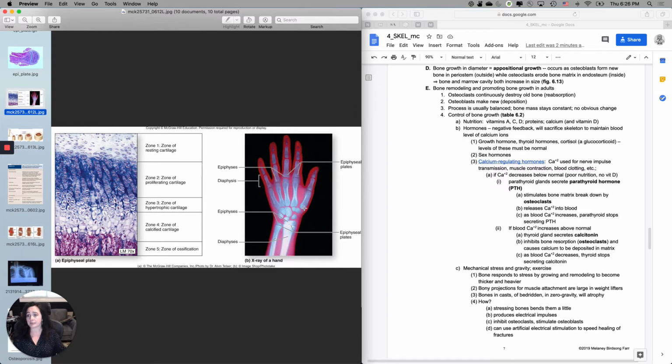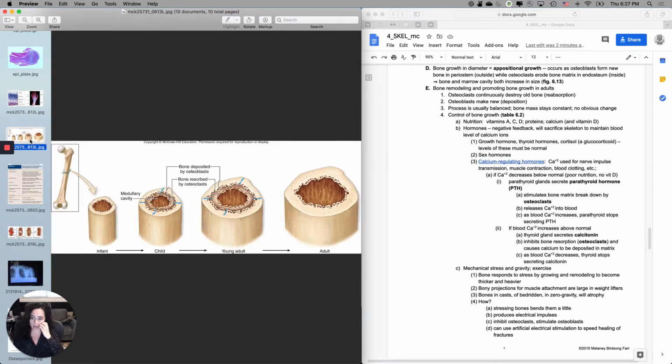Okay, but you don't just grow in height, your bones also have to get bigger, right? But so bone growth in diameter is pretty easy to understand. It's called appositional growth. It really is a net gain in bone mass because, of course, if you compare a newborn to an adult, you are going to have a lot more bone mass.